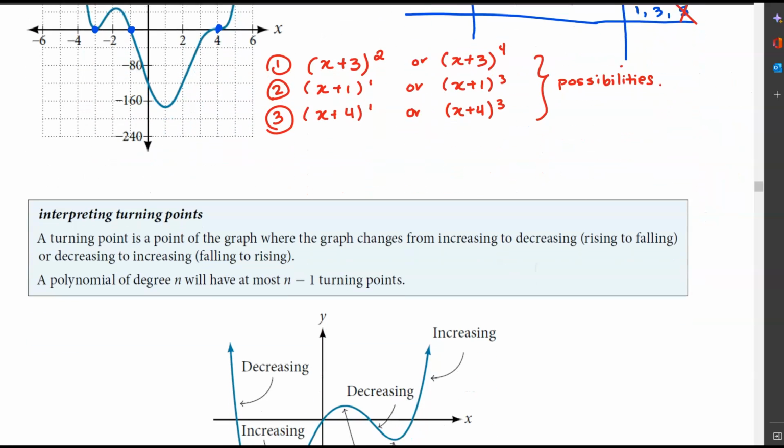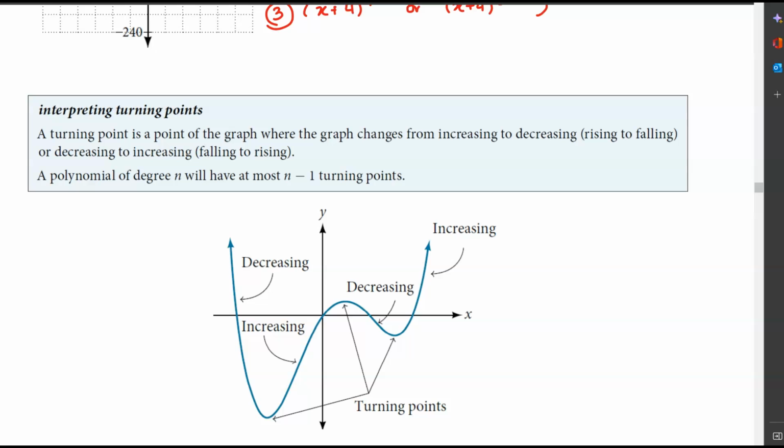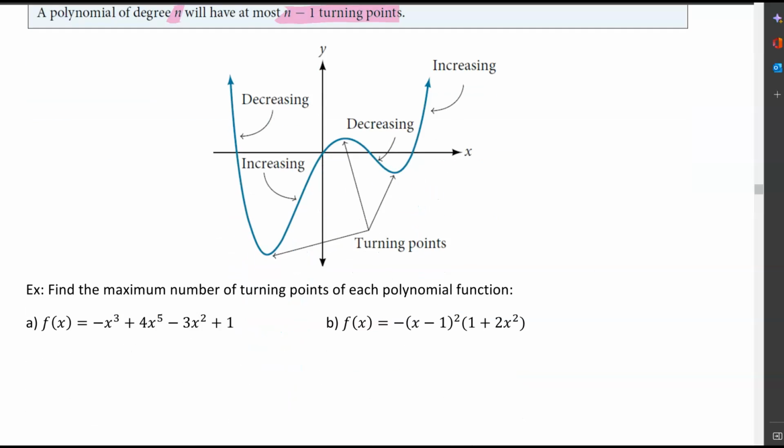Let's take a look at turning points. So, interpreting turning points here. A turning point is a point on the graph where the graph changes from increasing to decreasing, or decreasing to increasing. A polynomial of degree n will have n minus 1 turning points. So let's take a look at a couple of examples here.